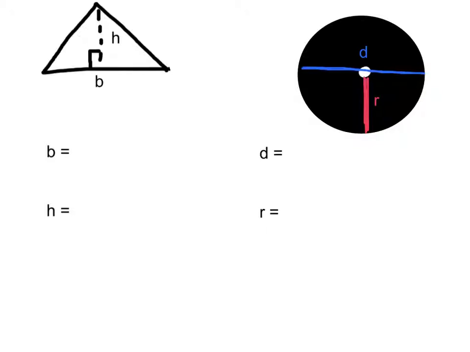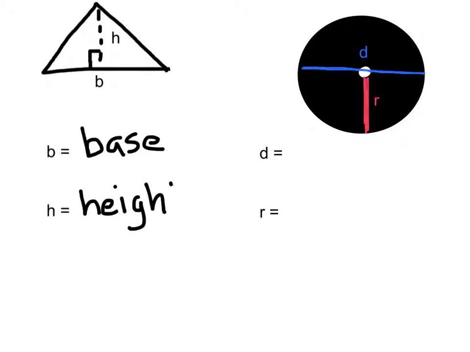Our next shape is a triangle. You need to know that B stands for the base of the triangle and H stands for the height of the triangle. The height of a triangle will always be next to the perpendicular line that forms the right angle.